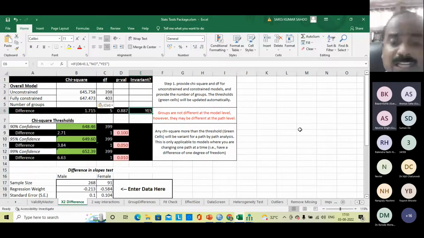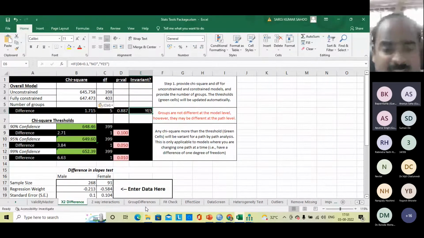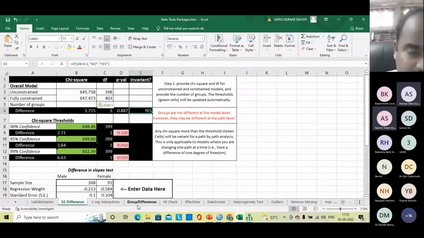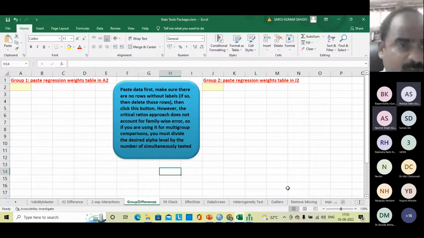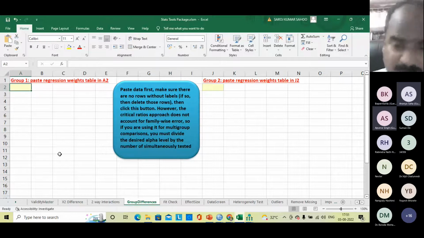So these are all called indirect testing, chi-square testing. Another macro testing is available. If you can, go to this Excel, another option, group difference. I am just showing you the operation, but it may not work for most people, and for me also, because macro is creating difficulty on some machines.